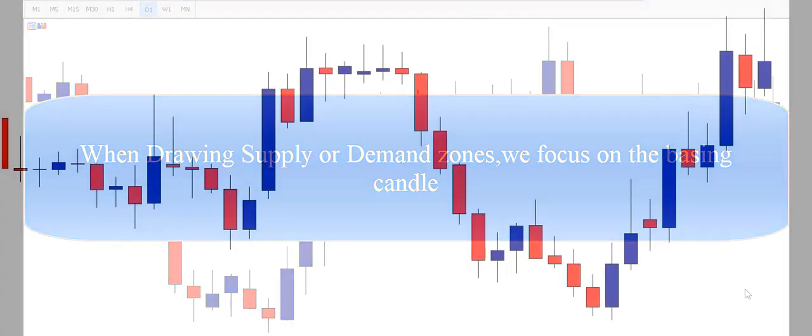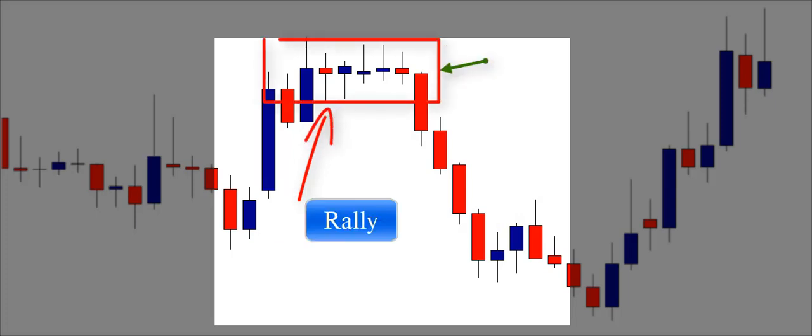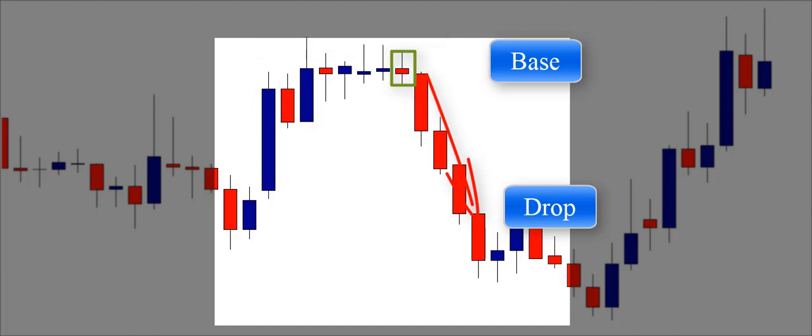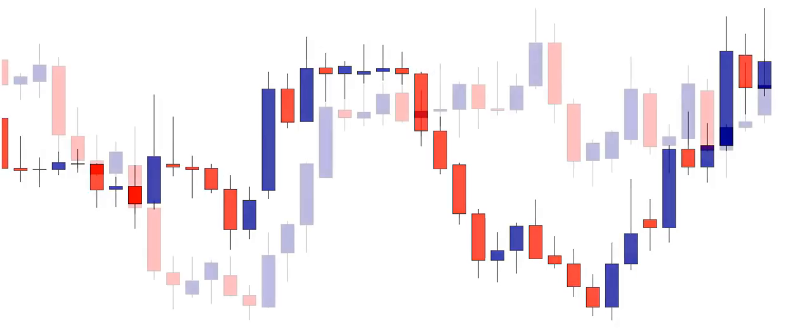As you can see in this example, this is a supply zone, and the last candle that was formed before this strong move down is this one, this doji candlestick. So this doji candlestick is called the basing candle, and when drawing the supply zone, we will take this candle into consideration.